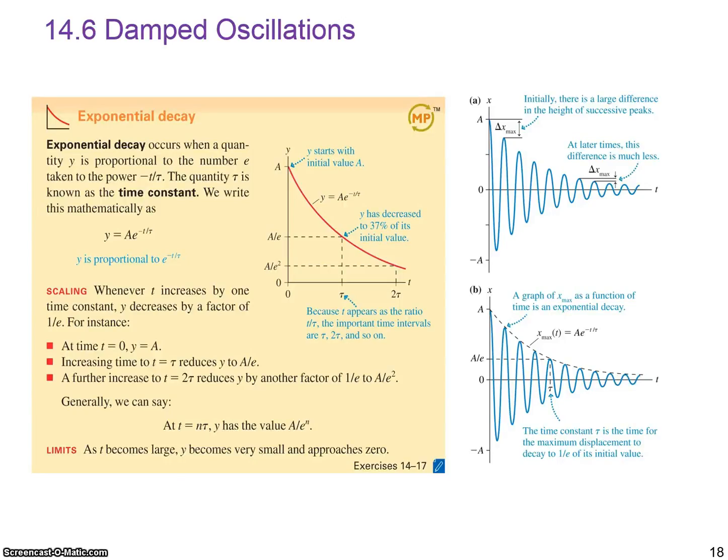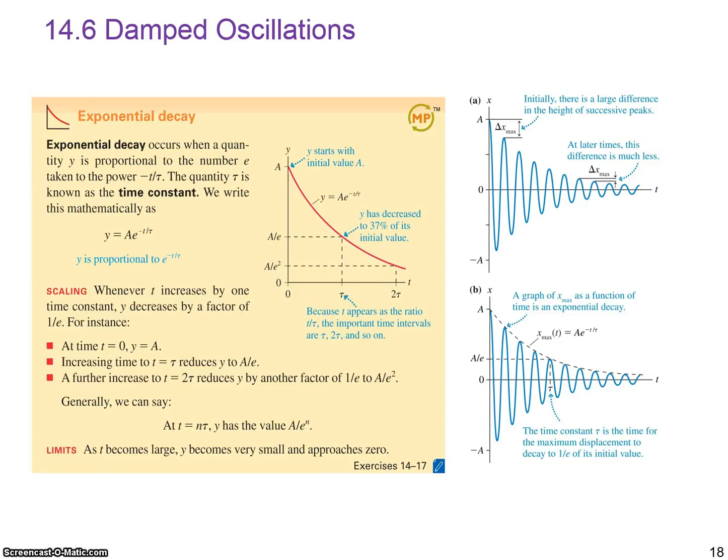In real oscillations, the mass eventually comes to a stop. If you pull back a pendulum and let go of it, as it goes back and forth, after some period of time, it will come to a stop. If you have a mass on a spring and you pull it and let go of it, even though it's on an air track with minimal friction, it will eventually come to a stop.